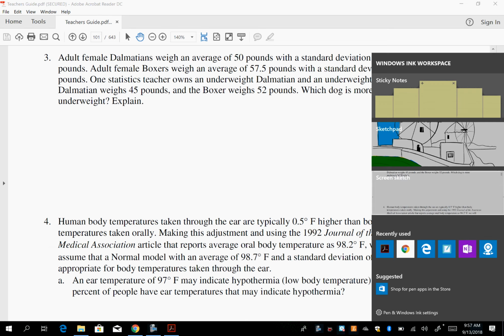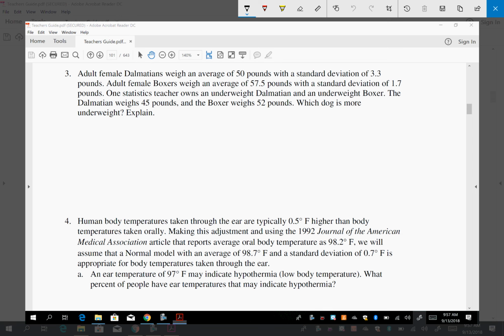Nice, awesome. So, in this problem, we have 2 breeds. You guys see we have 2 breeds. We have Dalmatians and we have Boxers, and they're both female. They give us weights for 2 dogs, 1 female Dalmatian and 1 female Boxer, and we want to know which dog is more underweight.